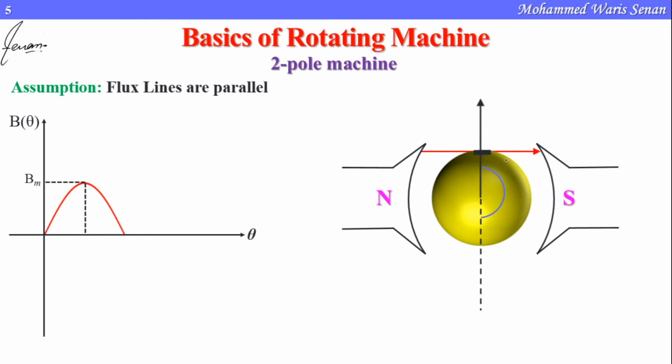One more thing to understand: when the rotor is moving from 0 degree to 180 degree, the coil is under the influence of the south pole. So we just show here that this graph is actually under the effect of the south pole.